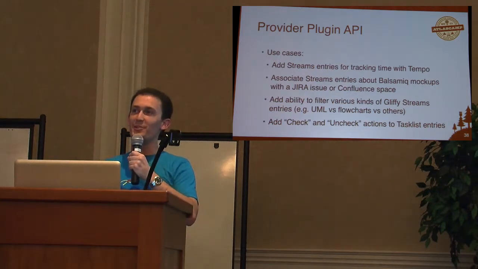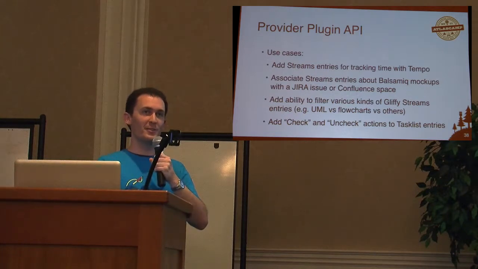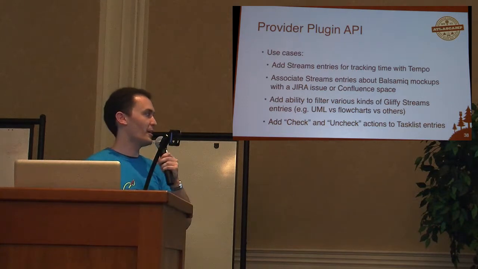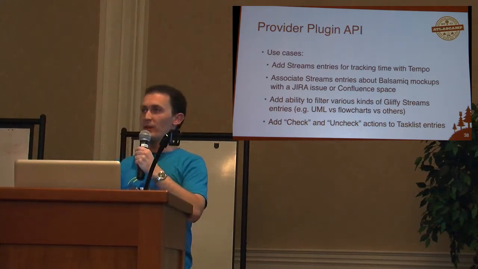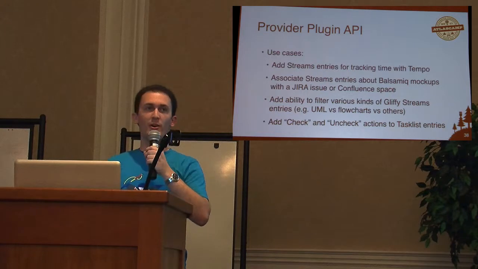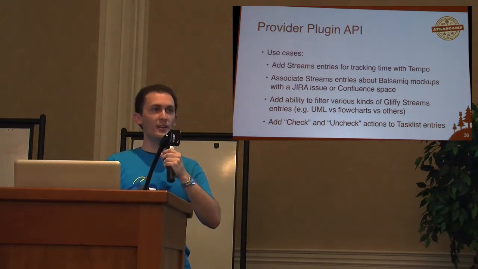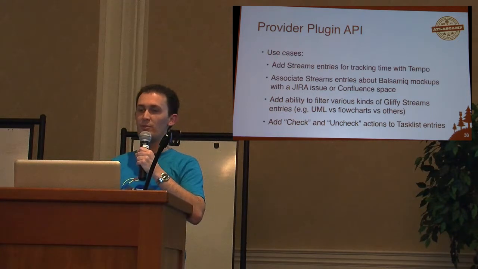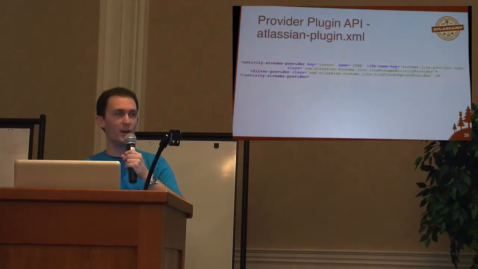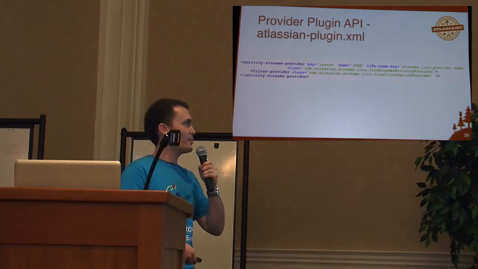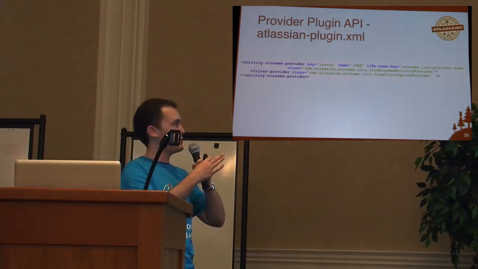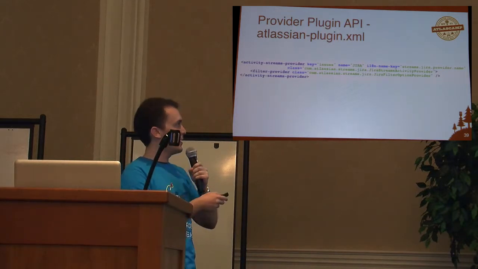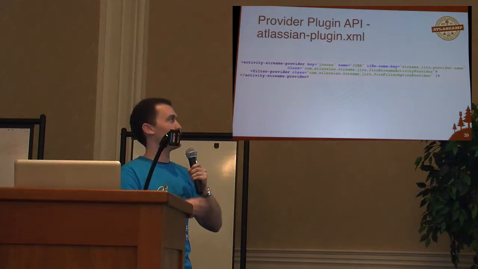You might want to filter between your UML streams entries and your flowchart streams entries. That's easily possible with this API. In addition, maybe you're developing the task list plugin, and you want to add check and uncheck in-stream actions so that you can automatically update your task lists directly from streams. All of this and more is possible. Using the Provider Plugin API is this simple. You add a single module to your atlassian-plugin.xml, and that module is the Activity Streams Provider.